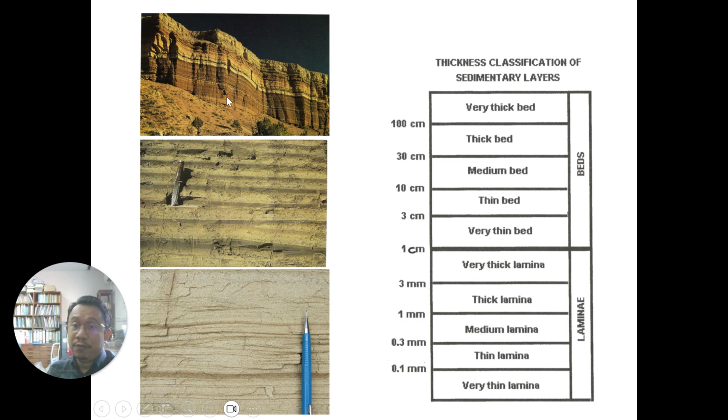Or sometimes beds can be very thick. These are very thick beds. Notice the trees here for scale, right? So these beds are meters thick, right? So we call them very thick beds. Okay, you should describe the thickness of your beds.